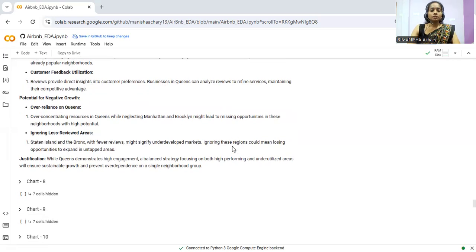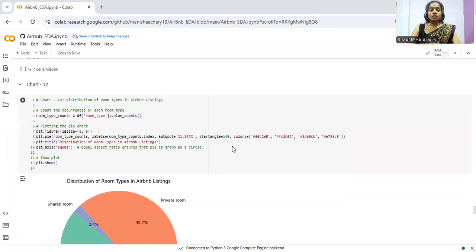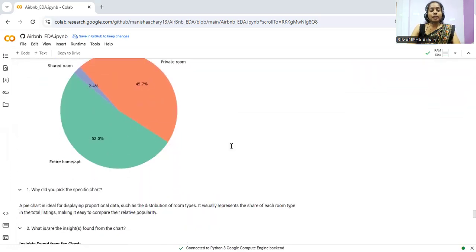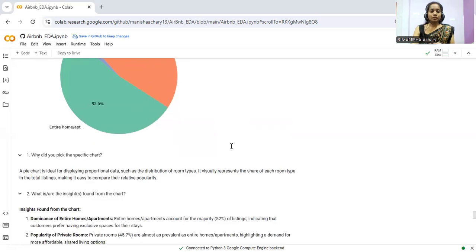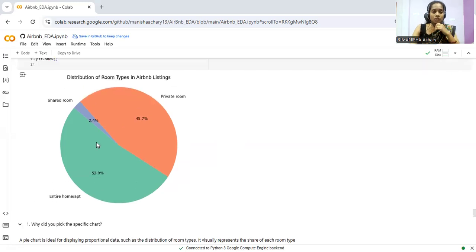Last is the distribution of room types in Airbnb listings. A pie chart is ideal for displaying proportional data, such as the distribution of room types. It visually represents the share of each room type in total listings, making it easier to compare their relative popularity. What are the insights?